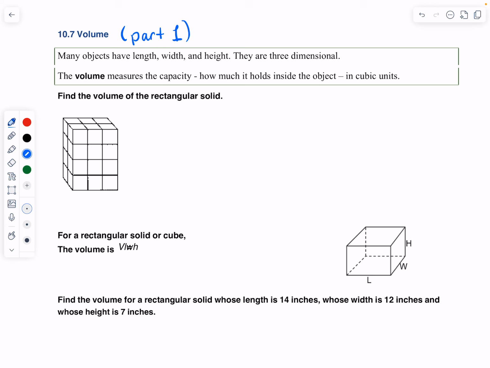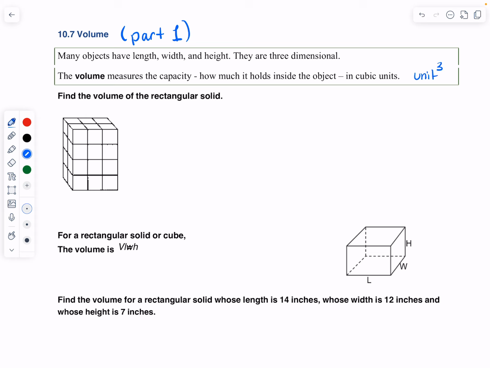So many objects have length, width, and height, and they are three-dimensional. So volume measures this capacity. Again, it's how much it can hold inside the object in cubic units. So cubic means the units to the third power.